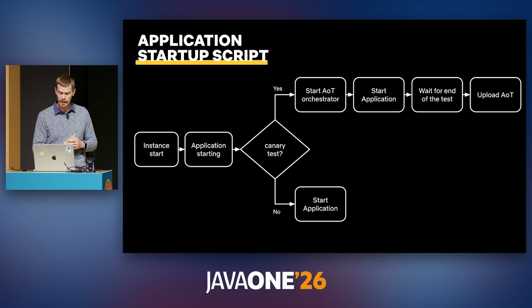This diagram shows at a high level what the script is doing and how we handle the canary testing. While the application is starting, we use environmental variables that contain all the details about the cluster, and based on naming conventions, we can figure out if we are part of a canary cluster or not. If we are, then we start our special AOT orchestrator process. Then we start our main application. Then the AOT orchestrator process is waiting for the main application to finish the canary testing and terminate. And then when the application is done and we have the AOT archive, the orchestrator will also upload it to our storage.